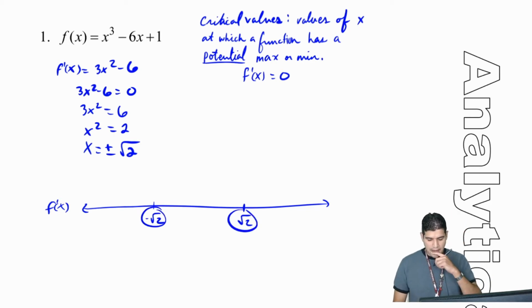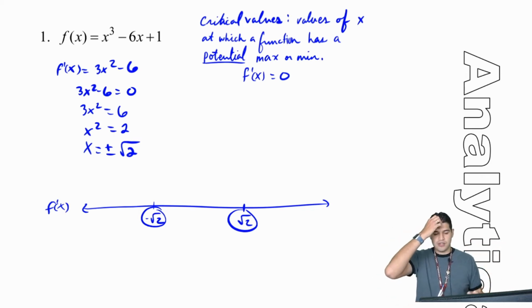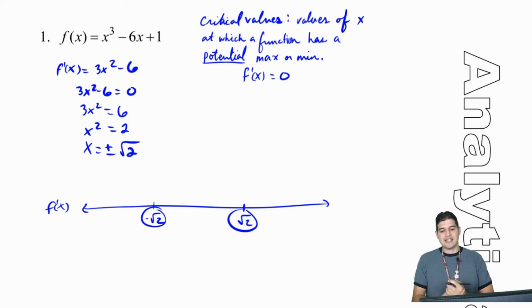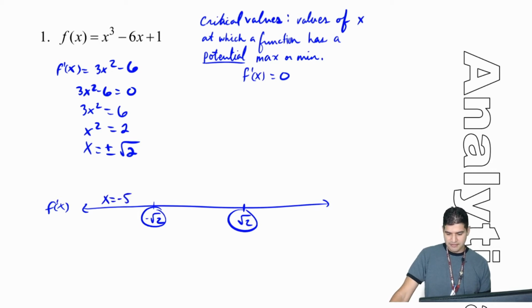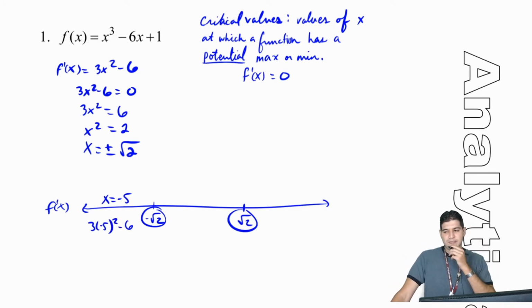And so I'm going to substitute in values for my derivative, 3x squared minus 6, that are within these intervals. Let's think of a value that's less than negative square root of 2. Any value will work. I'm going to use negative 5. So x equals negative 5, and I'm going to substitute that in. So 3 times negative 5 squared minus 6. So I just substitute that into f prime.